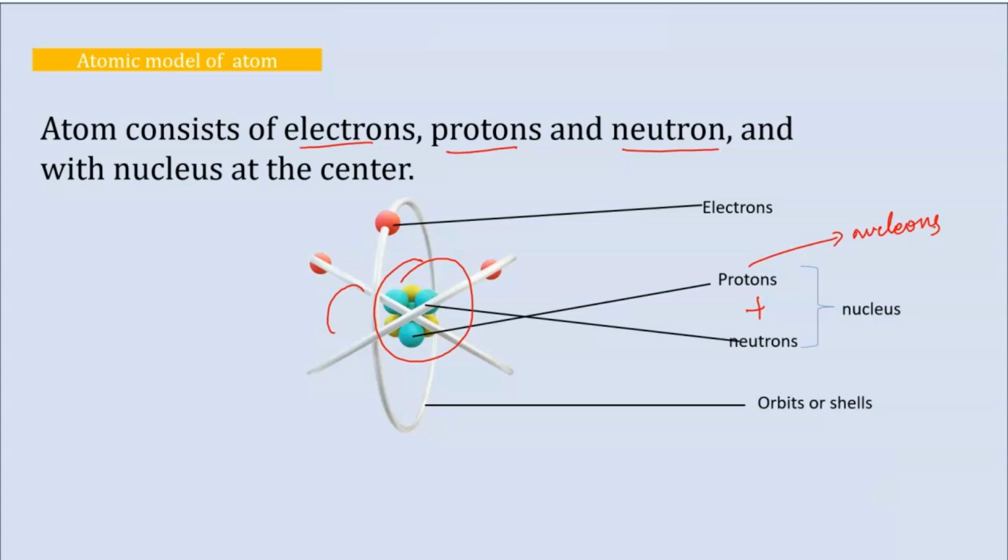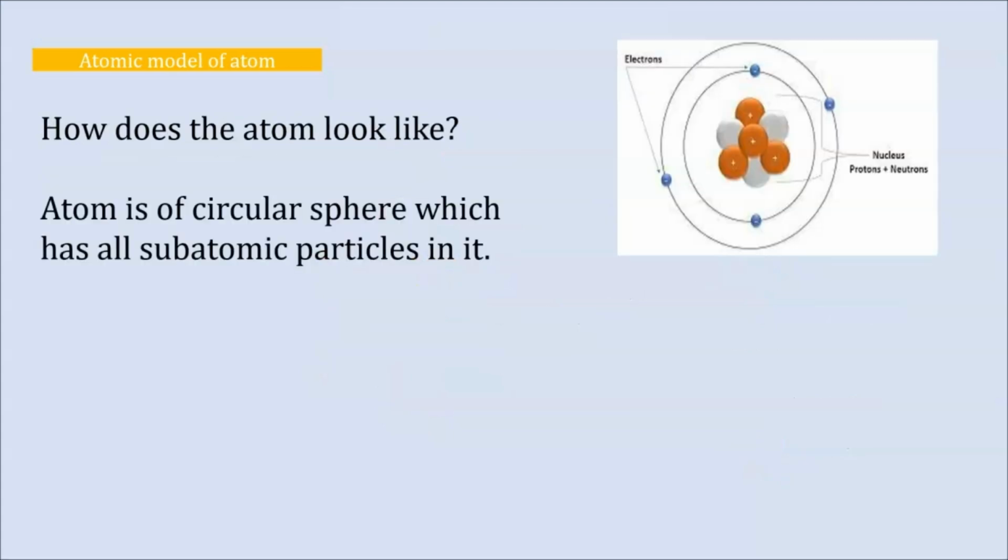And what is meant by orbit? Orbit is the path of the electron. We are saying that the electron is revolving around the nucleus, so where does it revolve? It revolves through the orbit, right? So how does an atom look? An atom looks like a circular sphere which has all the subatomic particles.